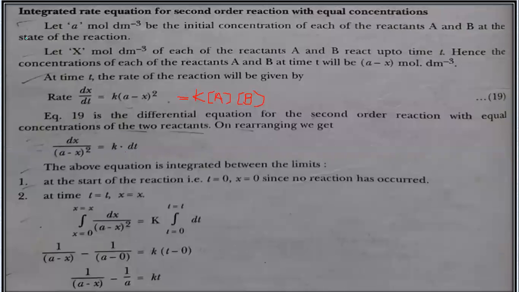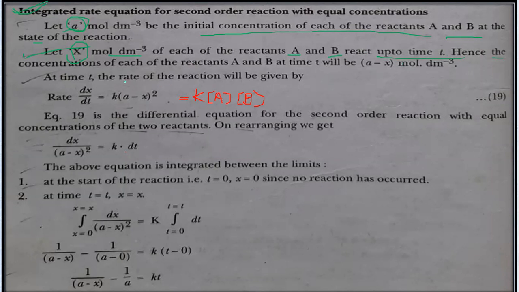Now see, integrated rate equation. As usual, what we have studied in the first order reaction, we are considering A as an initial concentration of reactant, that is A and B. Now, let x mole per decimeter cube of each reactant A and B react up to time t. Here we are considering x mole of reactant has reacted. Each of the reactants A and B reacts up to time t.